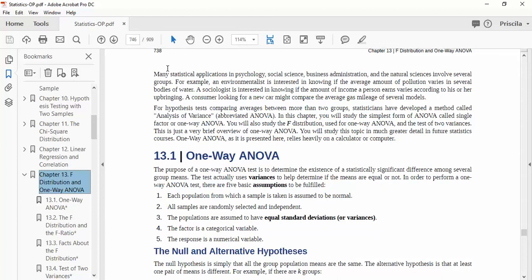We're only going to be looking at the one-way ANOVA, and it says right here: the purpose of a one-way ANOVA test is to determine the existence of a statistically significant difference among several group means. So in summary, ANOVA is an abbreviation for the analysis of variance to compare the means between different samples.